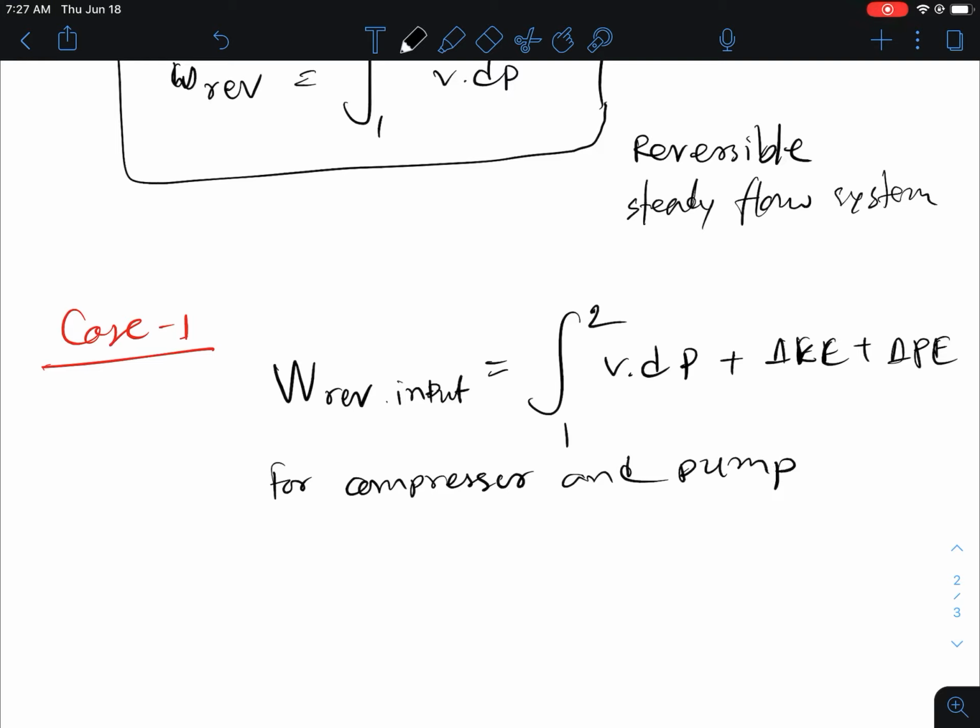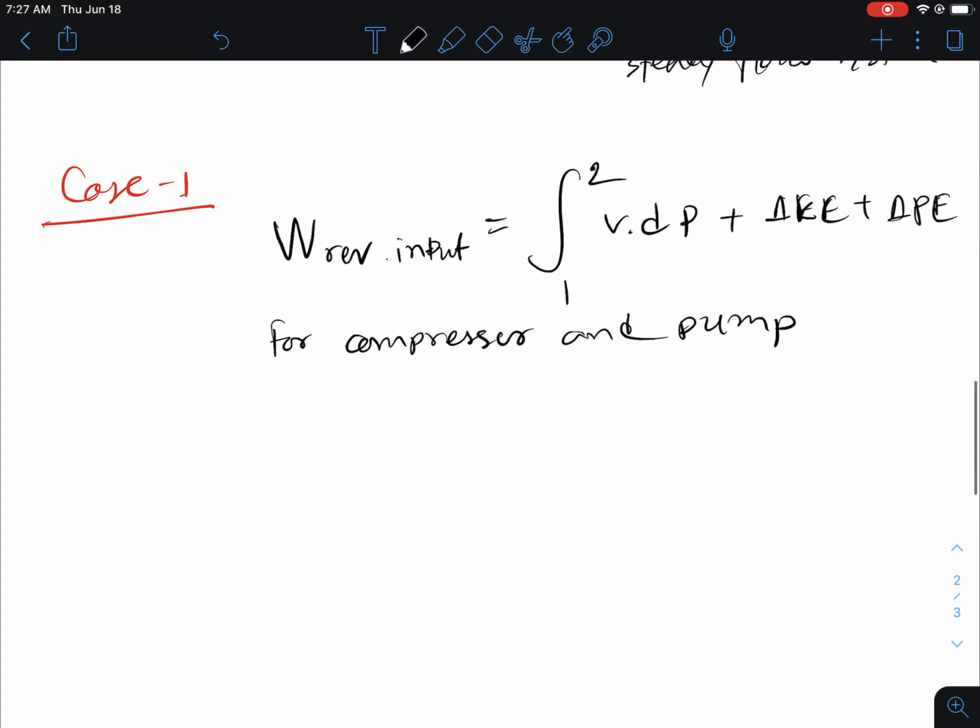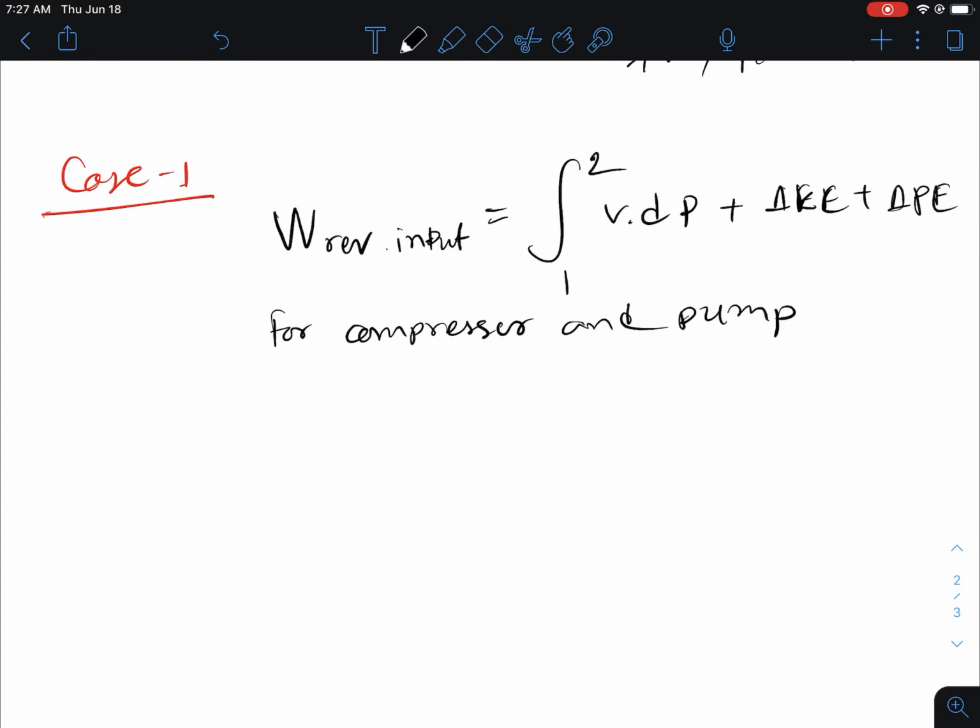I'm not omitting this kinetic energy and potential energy, because compressors and pumps deliver or discharge the liquid at different pressure and different elevation, right? So that's why there will be kinetic energy and potential energy. So this is the expression.